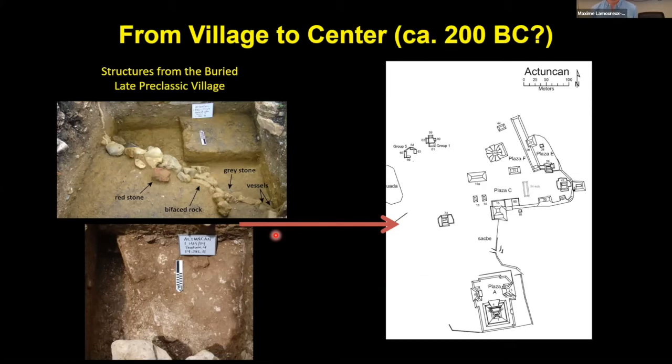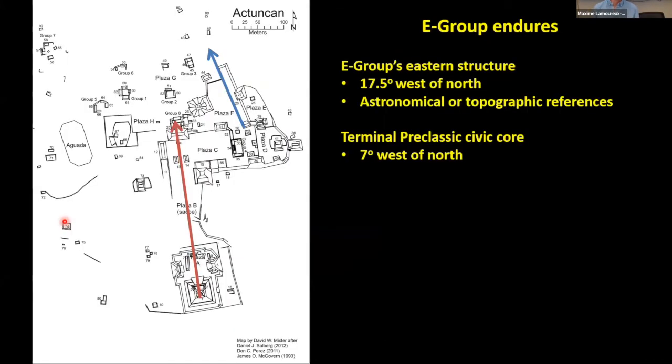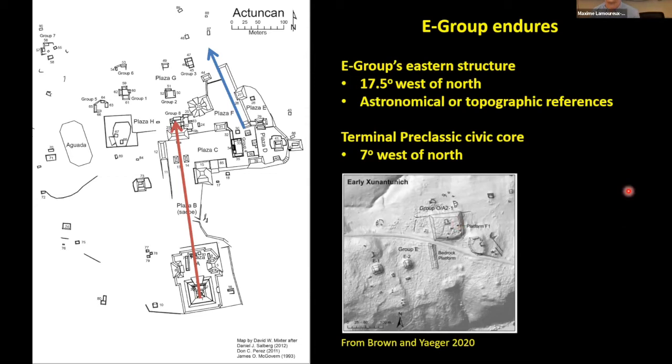And we see the transformation of the site, the burial of an early village entirely, and the reconstruction under a different axis. To me, this sudden reconstruction, which may include the foundation of the Triadic Group, is representative of the sudden imposition of a new ruling order. We see this also in the transformation of the primary axis of the site, which shifts from 17.5 degrees west of north to 7 degrees west of north. And in fact, that's key because the E group is the only part of the site that is retained in this transformation. Everything else is created new. And as I said, this replaces early Chinatonic.